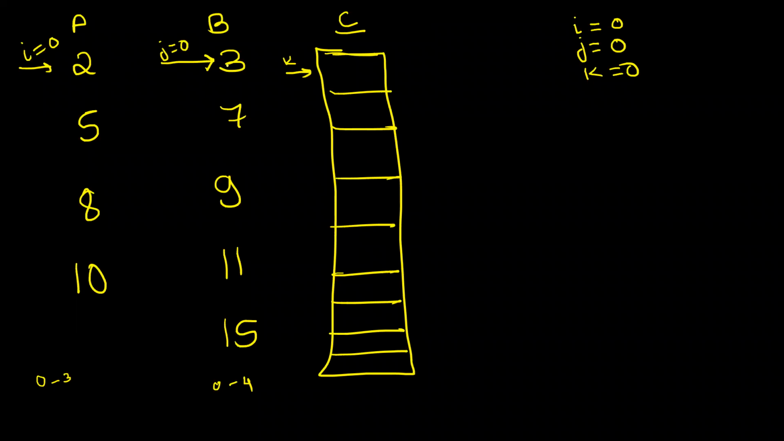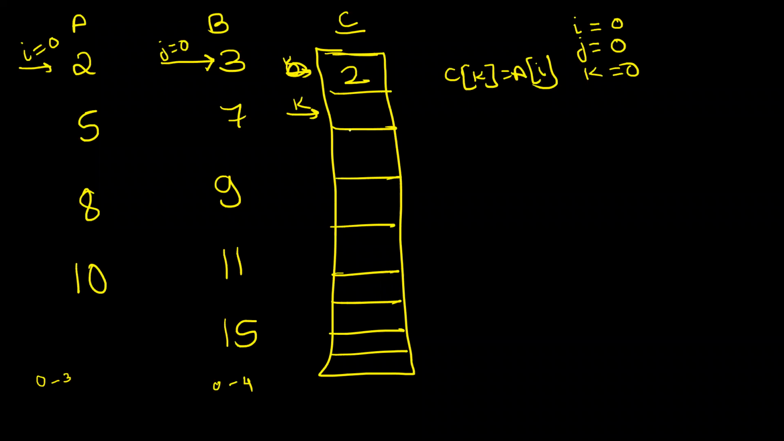2 is lesser than 3. In case of equality, you can choose from anyone. I don't care about that, right? So 2 is lesser than 3, right? So what will I do? I will first check, see, 2 is less than 3. So I write 2 here. I say C of k is equal to A of i. So I take this element, write it here, and then I move k forward.